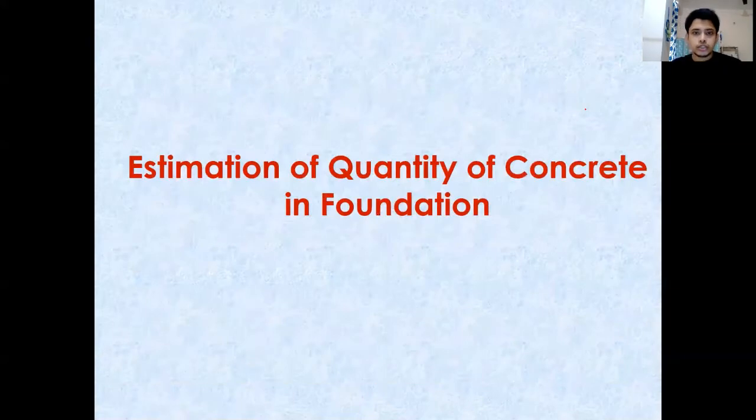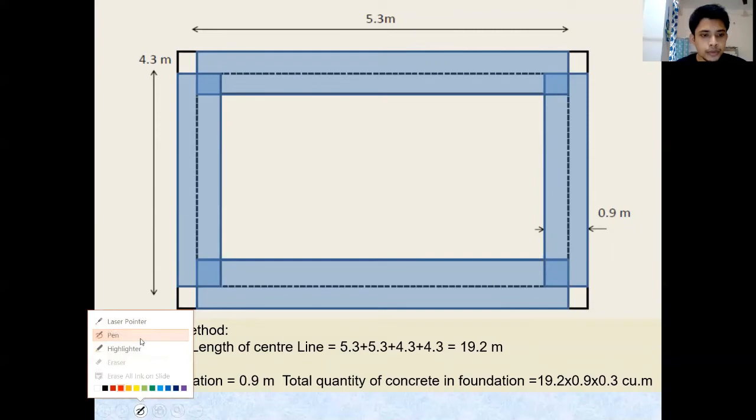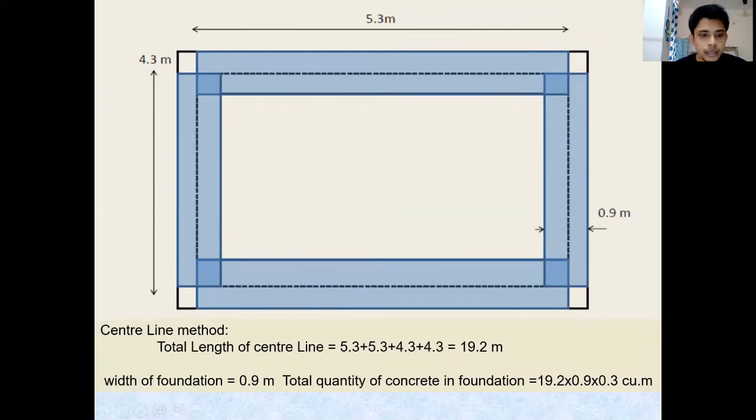Now, let's try to understand from this diagram. Now, in this method, in this case, we are using the centerline method. What we are doing, center to center length of this wall, we are finding out, then multiplying it with the breadth and height to get the volume of the work. Here also, we are taking the center to center distance and then multiplying it with the breadth and height to get the volume of the work.